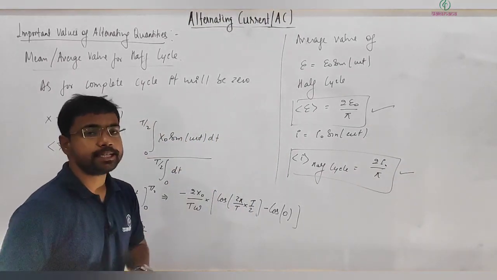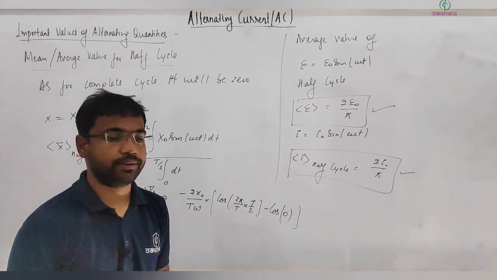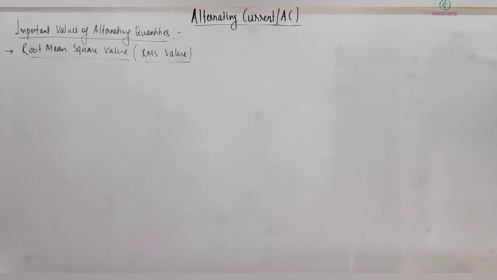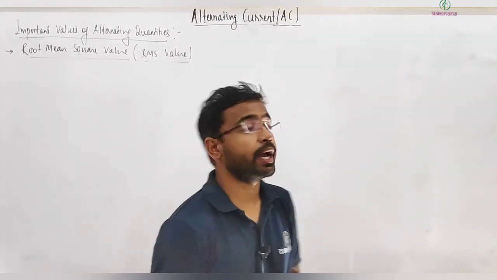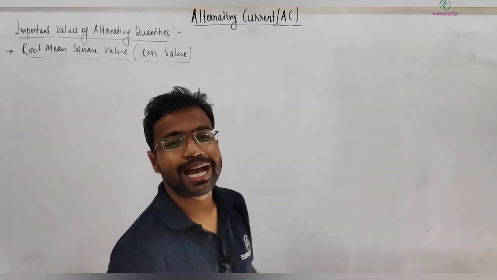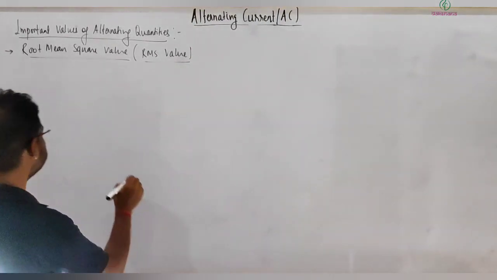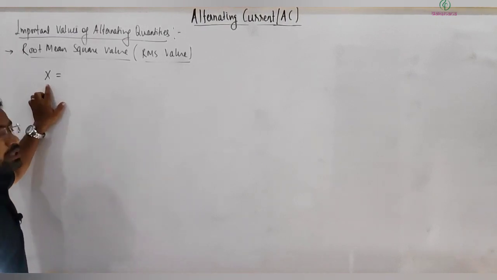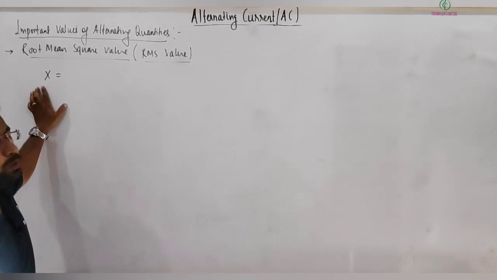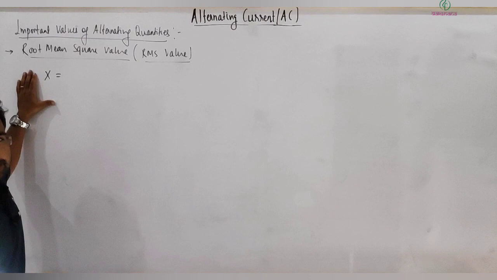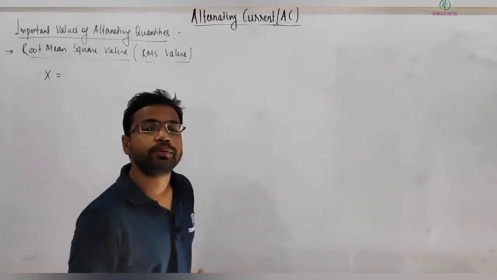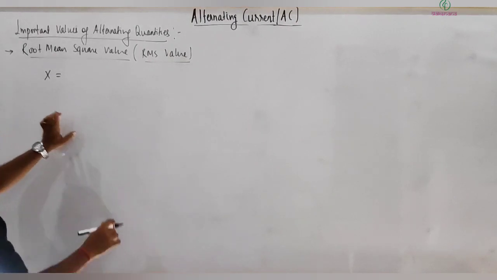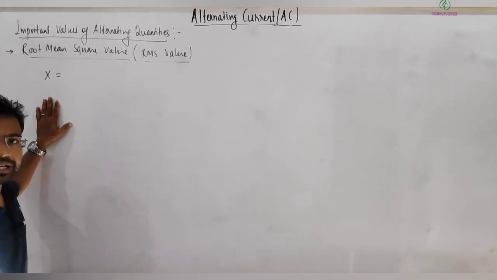Next is root mean square value. Let me just erase this part. Okay, so the next is root mean square value, or we call it RMS value. Here let's say X is any alternating quantity, which can be alternating current or alternating voltage. I'm writing the expression in general terms, then I will write it for current and voltage separately. So what is the meaning of root mean square value? First let me tell you how we calculate RMS value.